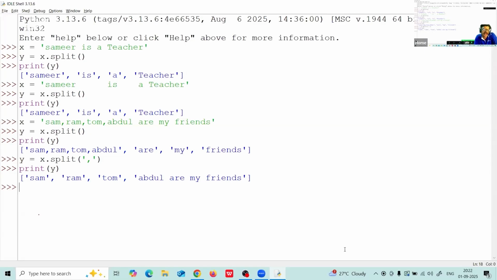Okay. Let me check the chat. Yeah, delimiter. Good word used, Ankit. Delimiter. Yeah, we can have an alphabet also, Sai. We'll see that example. We can give any string, Ankit. We'll see that example. Okay.